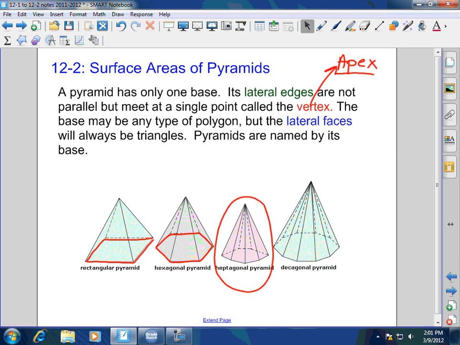Decagonal pyramid, it's got 1, 2, 3, 4, 5, 6, 7, 8, 9, and 10. It's got 10 sides. So since the base is a polygon with 10 sides, it's a decagon. That's a decagonal pyramid. So the difference between the pyramid and the prism, again, pyramid has one base, and the prism has 2 bases that are congruent. Now, the way to find this surface area is also to break this down into a net.